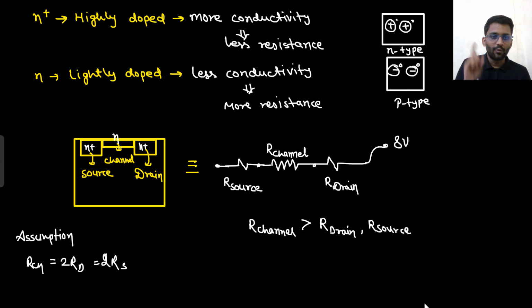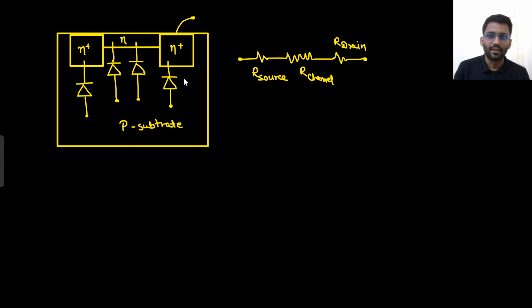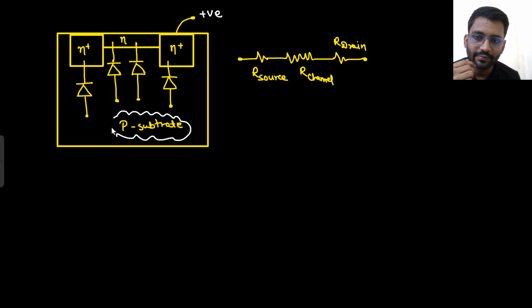So this we have understood. Now we are applying the positive voltage at the drain terminal. Now see the structure of the MOS. This is the P substrate, and these are N. P substrate and all are N. Can you assume a diode here? Practically a diode is not there, but we can assume a diode kind of structure.